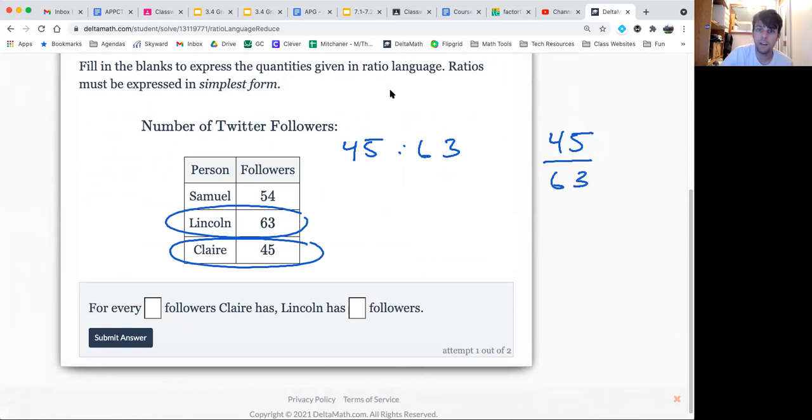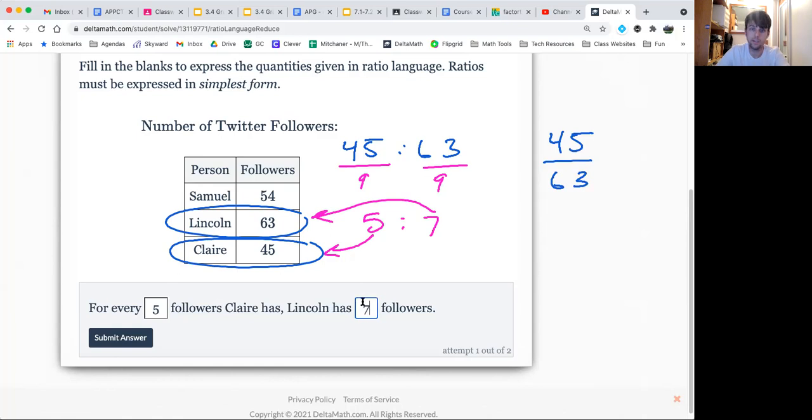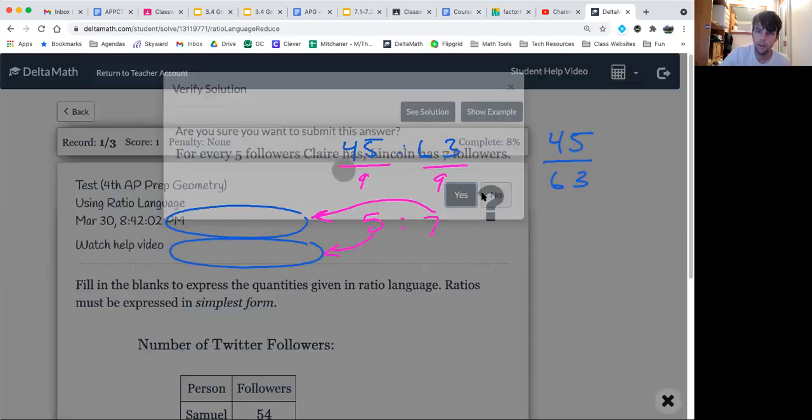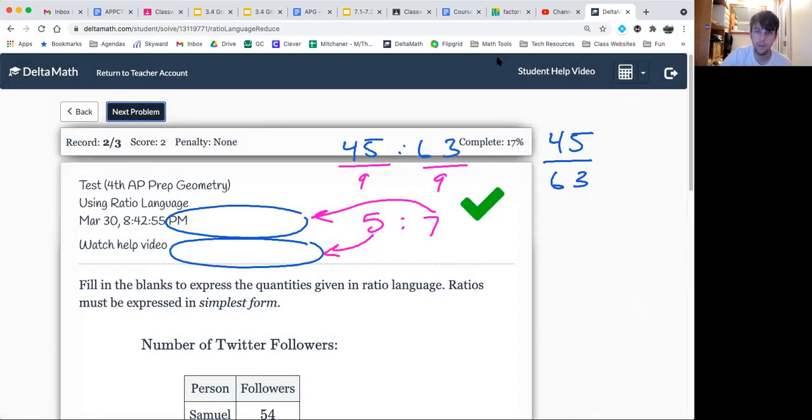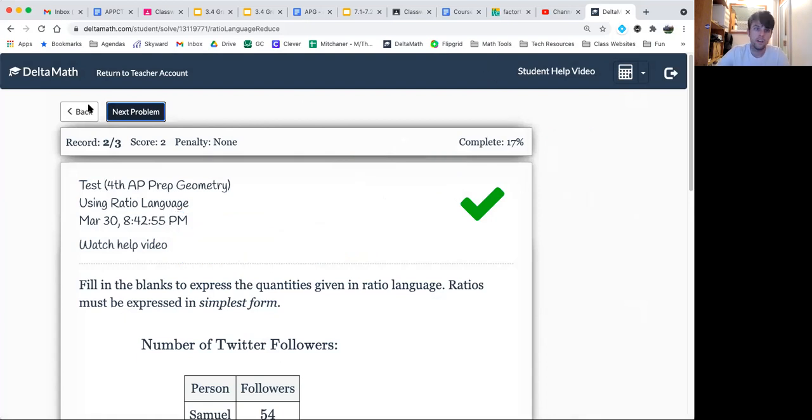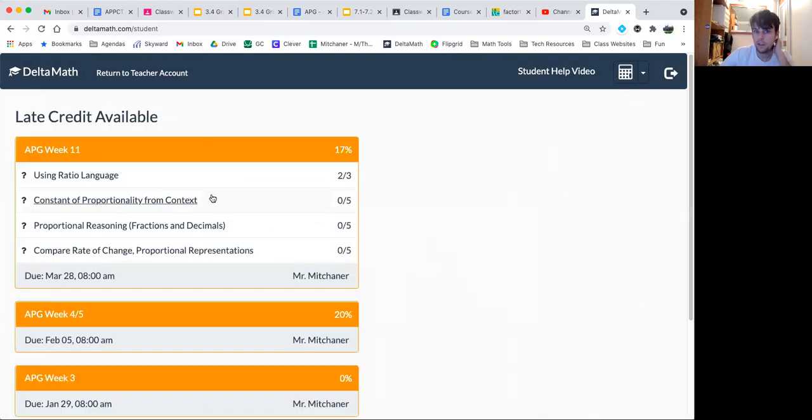So again, we need to find the GCF, the greatest common factor, and divide that out. Greatest common factor here, I believe, is 9. Divide both of these by 9, we get 5 to 7. So for every 5 followers that Claire has, Lincoln has 7 followers. All right, and again, hopefully we got that right, and we did. Let's go ahead and clear this, and let's go back to the next problem set here.